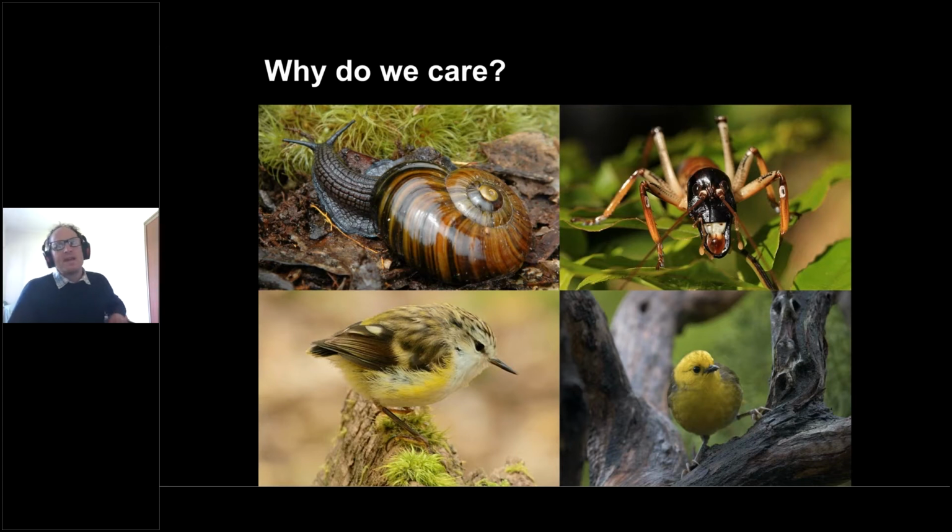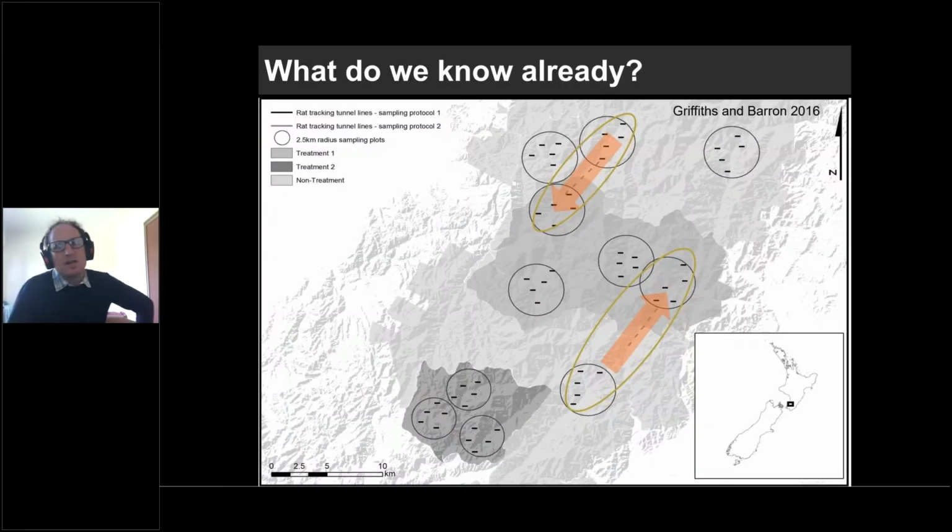So what do we know already? Well, some time ago we did some work in the Tararua looking at rat tracking rates across a treatment boundary. The treatment in this instance is this grey shaded area at the centre of the Tararua's Project Kaka, which is surrounded by these light grey areas of no treatment. So we were monitoring tracking tunnels along transects over these treatment boundaries.